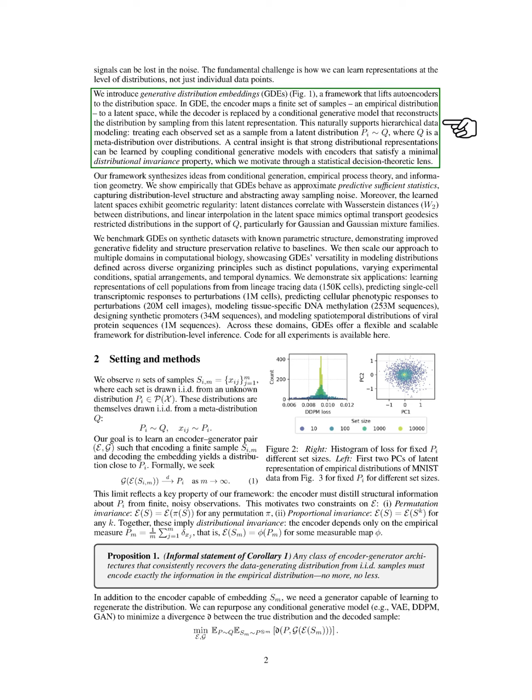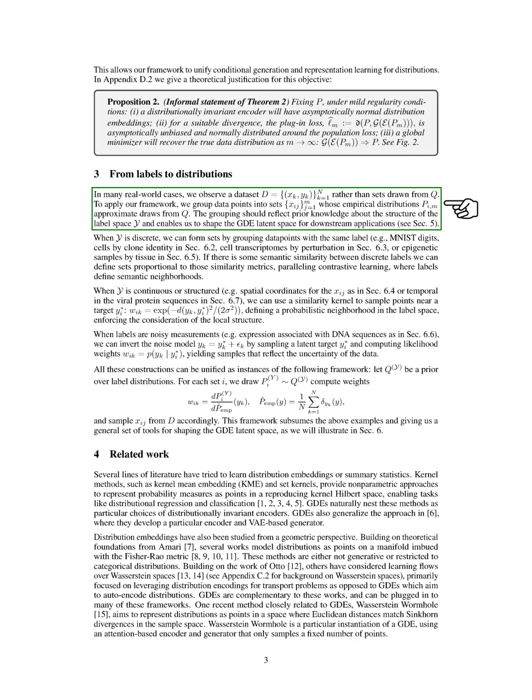Section: From labels to distributions. In this section, we discuss how we transition from labels to distributions. In many real-world scenarios, we work with a dataset consisting of pairs of data points and their corresponding labels, rather than directly from a distribution. To utilize our framework, we organize data points into groups that represent empirical distributions, which approximate draws from a target distribution. This grouping is informed by our understanding of the label space structure, allowing us to shape the latent space for further applications.